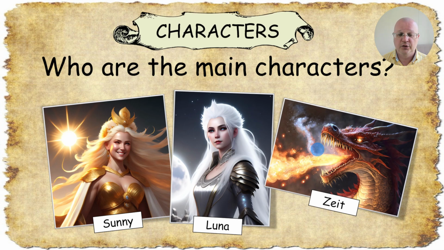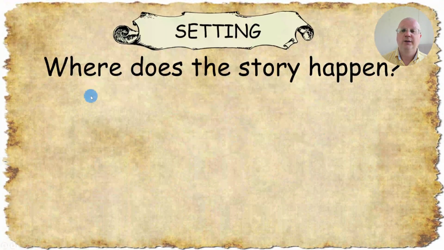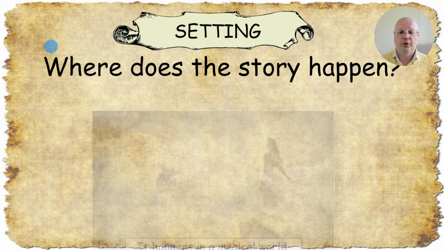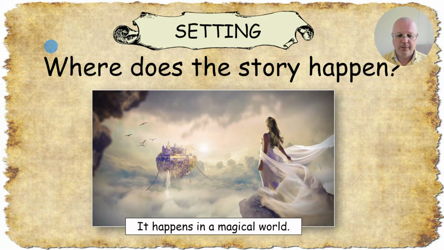So 3 characters in the story. Next question. Where does the story happen? The story happens in a magical world, so hopefully your students are going to get this answer. And then you show them the image, and yes, the story happens in a magical world, or if they say it happens in the sky, it's also acceptable.